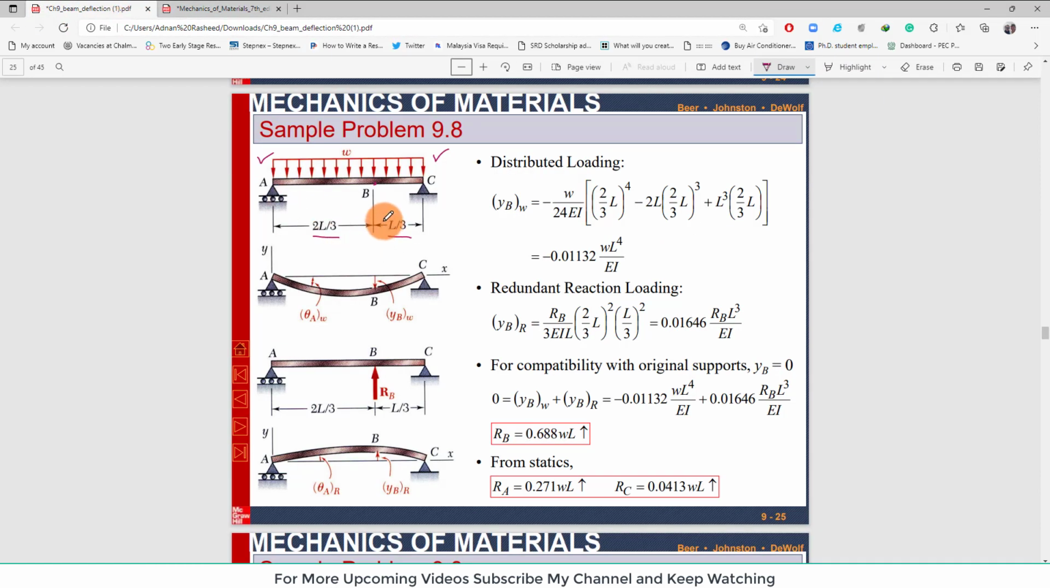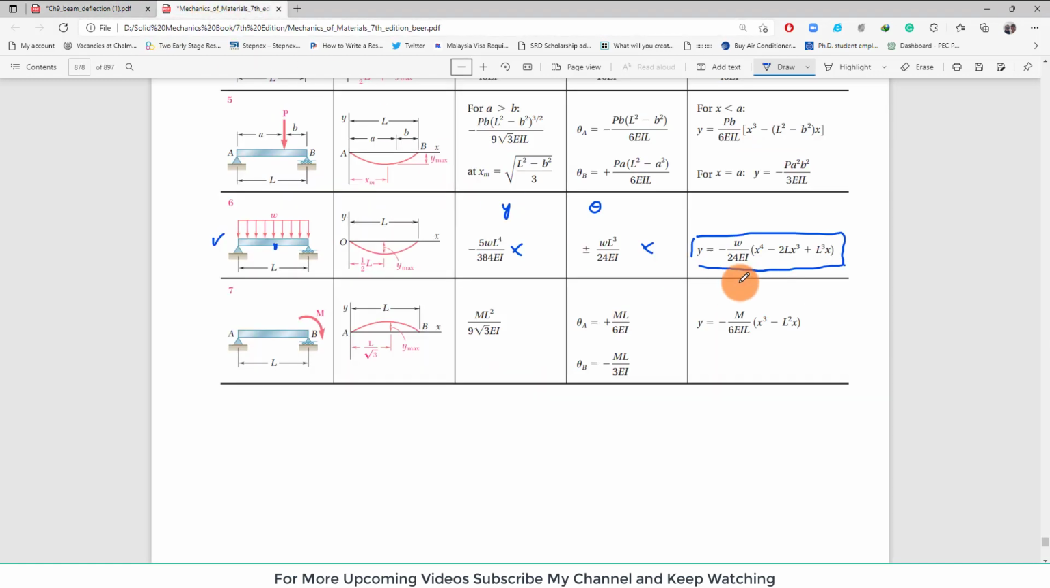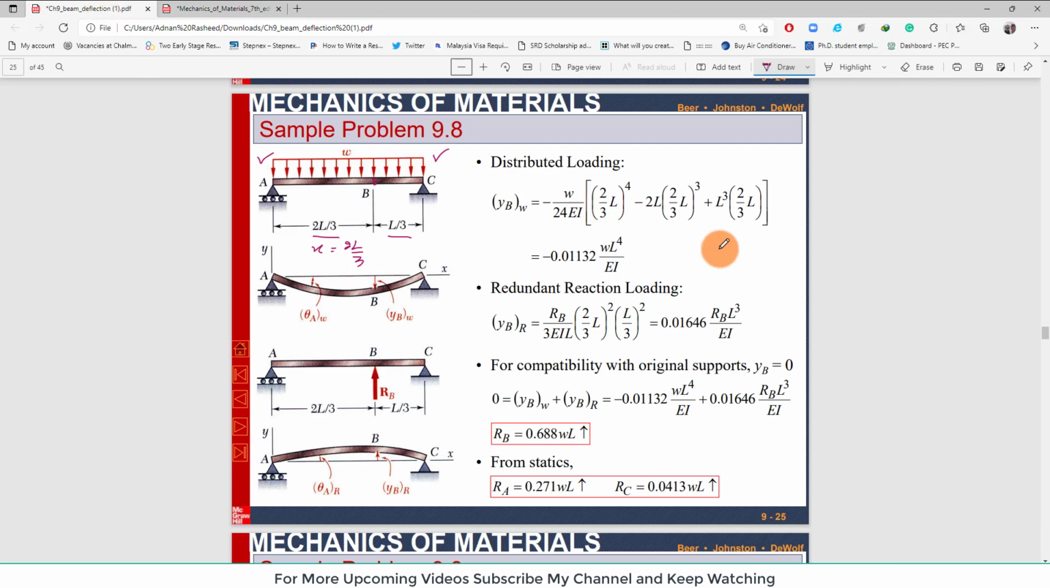So if you look, we are interested at point B, and point B is at a distance X equal to 2L over 3. So if we put X equal to 2L over 3 in this equation, clear. So this is also mentioned over here. So instead of X, we have taken 2L over 3, clear. So when you solve it, you will get the deflection at point B due to loading W is equal to this value, clear.